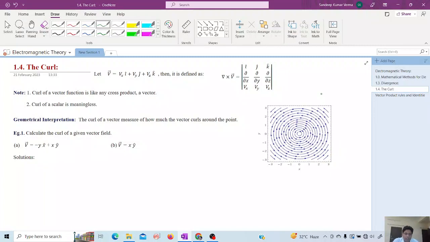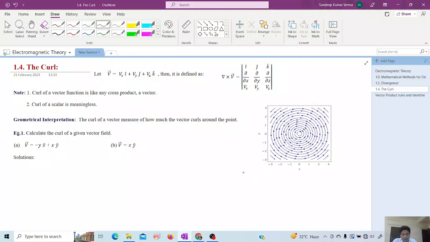Curl of a vector quantity is a vector, and curl of a scalar is meaningless. So we can only take curl of any vector quantity. Now the geometrical interpretation is that the curl of a vector measures how much the vector curls around a point. Here we can see in the figure that the vector has curl.